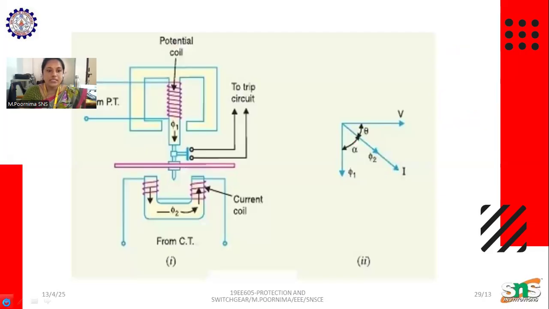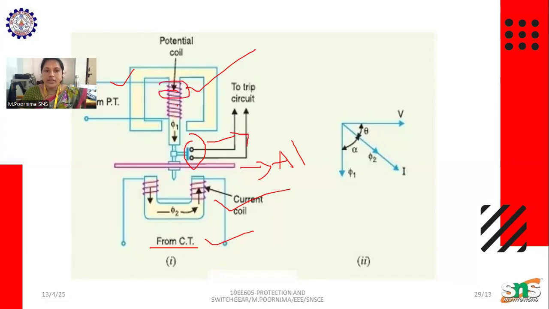Here we can see the diagram. This is the potential coil, and this is the current coil. The current coil is energized from the current transformer, and the potential coil is energized from the potential transformer. This is the aluminum disc, and this is the trip to the circuit breaker.